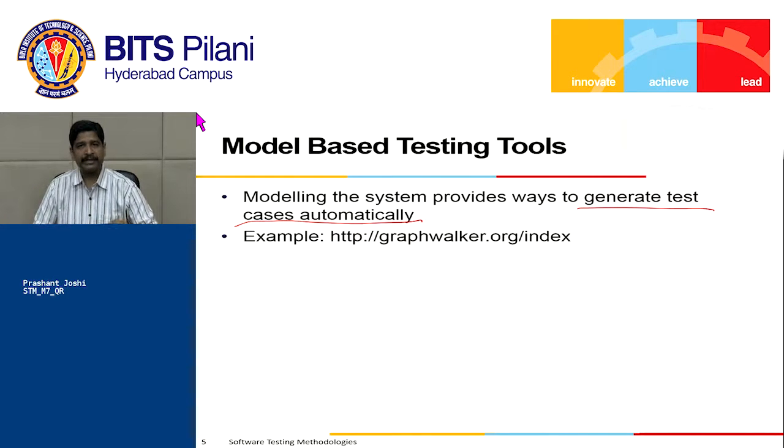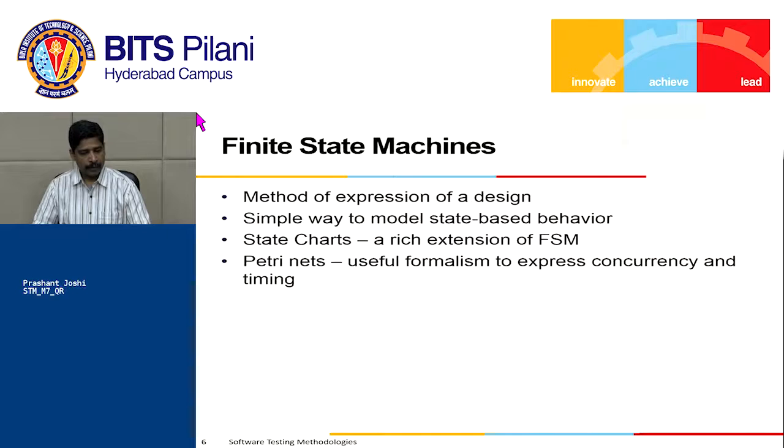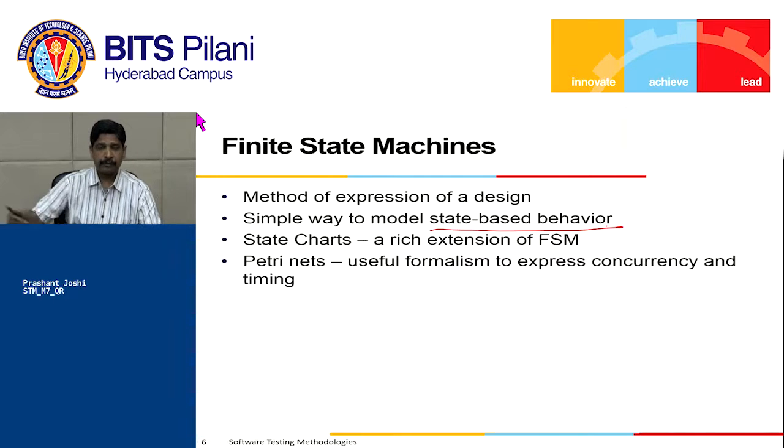And we'll look at it from an example where, if you recollect from what we had seen in the module, we looked at constructing a graph out of a state machine, and after that it's traversal of the graph that will get us the test cases for a particular scenario. So we look at a finite state machine. A finite state machine is a method of expression of design, and we are modeling a state-based behavior. Compared to this, state charts provide a rich extension, and Petri nets also provide an expression for concurrency and timing.